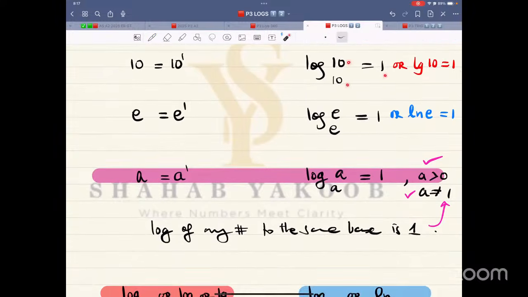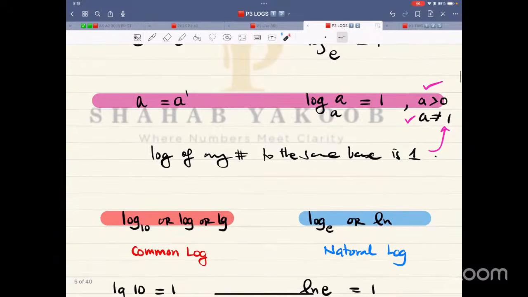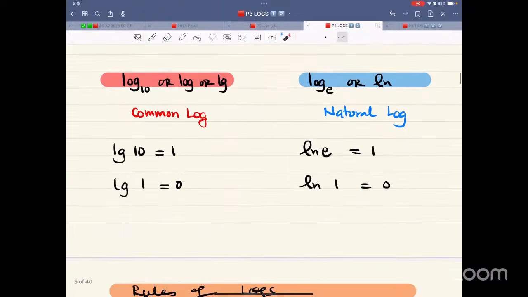log 10 base 10 is 1, Lg of 10 equals 1, log e base e equals 1, ln of e equals 1. Log of any number to the same base is 1. Again, the limitation is the same. A has to be positive. A should not equal 1. Log to base 10 is log without any base, or Lg. Log to the base e, ln. This is common log. This is natural log. Again, very, very important rule.